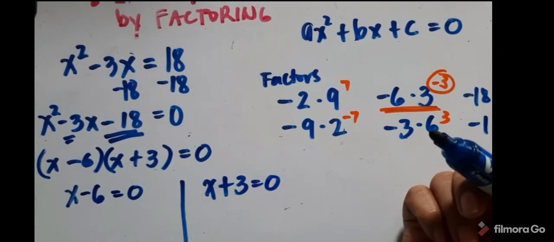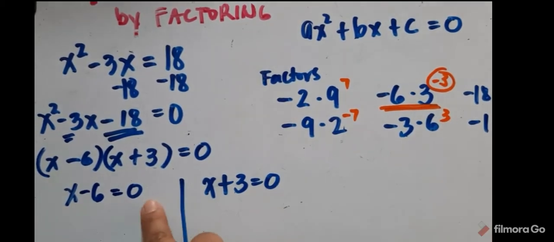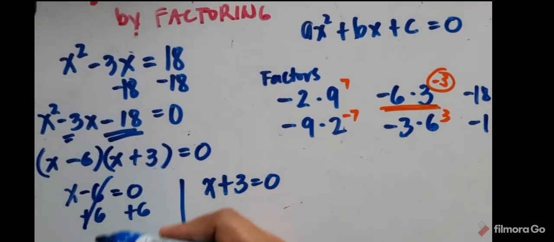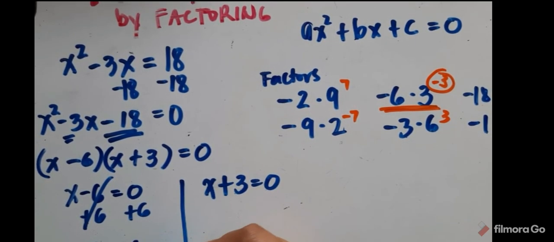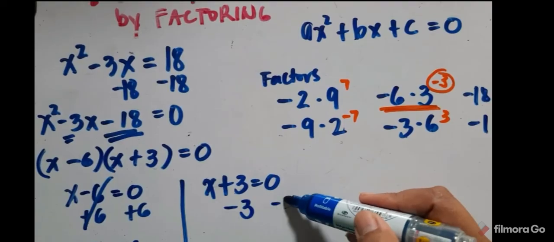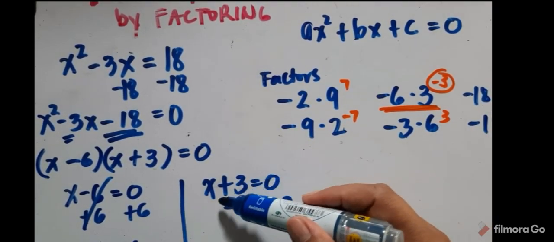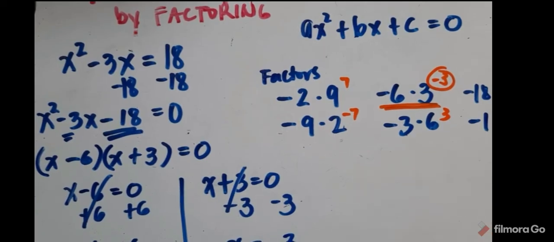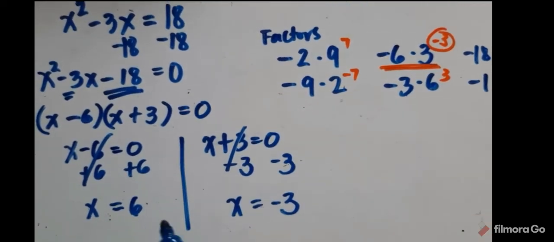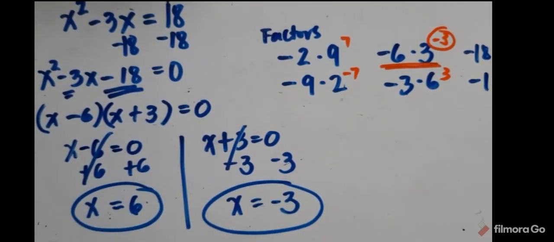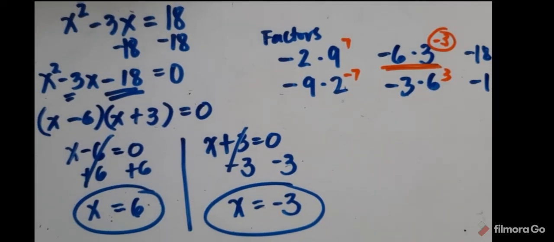Again, we apply addition property of equality in solving this. We add 6 on both sides. So now it is equal to 0. So we have x on the left side and positive 6 on the right side. This one, we add negative 3 on both sides to make positive 3 plus negative 3 is equal to 0. That would be cancelled. So x is equal to negative 3. So we have two roots of the equation. That would be positive 6 and negative 3. We have solved the equation using factoring.